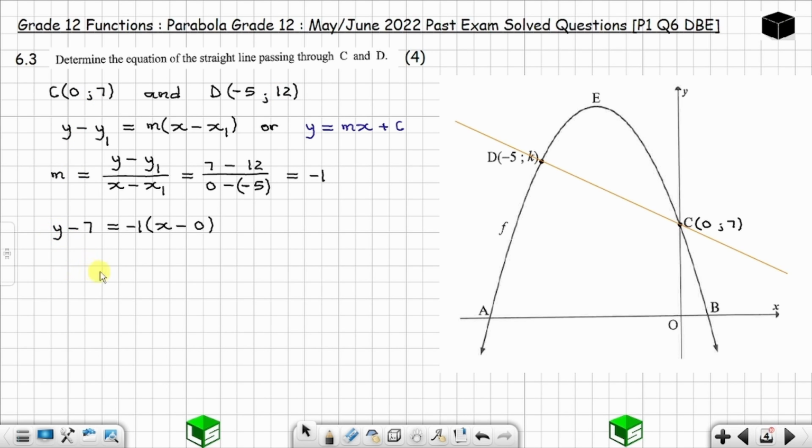Now, y is equal to -1 times x, which is -x, and -1 times 0, which is 0, plus 7. So you have y is equal to -x plus 7. This is the equation of the straight line passing through C and D. The equation is y = -x + 7.